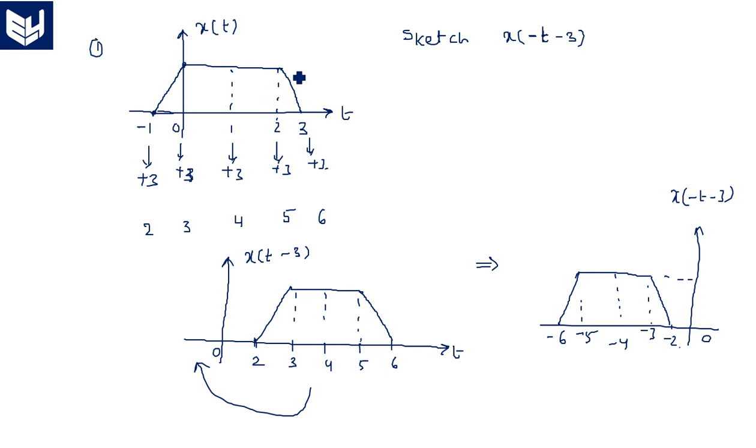Now check the given signal and this signal. Shifting has happened on the left hand side. The same signal, without violating its shape, is moving to the left hand side. That is the meaning of this minus t minus 3. Okay, now let us see one more important problem.